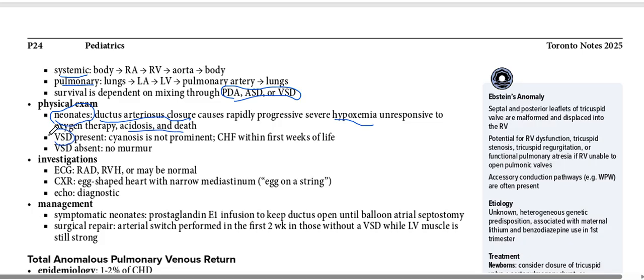If VSD is present, cyanosis is not prominent, and there is congestive heart failure within first weeks of life. If VSD is absent, there is no murmur. Neonates: ductus arteriosus closure, rapidly progressive hypoxemia, acidosis and death. With VSD, cyanosis is not prominent, with congestive heart failure within first weeks of life. VSD absent, no murmur.